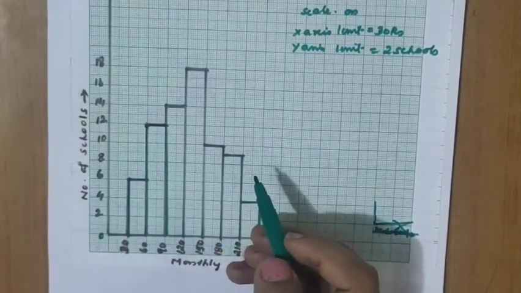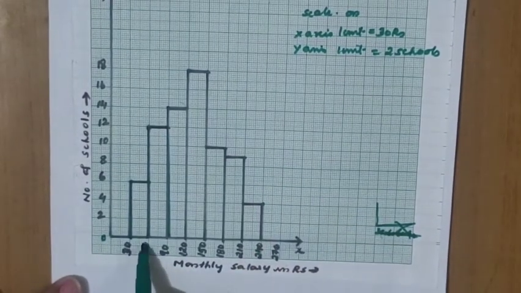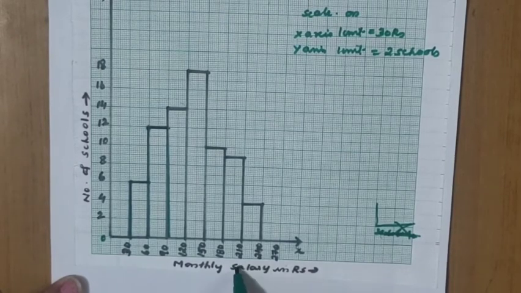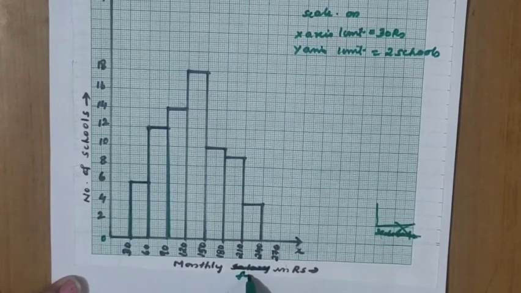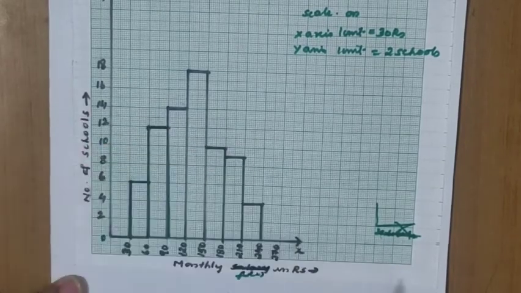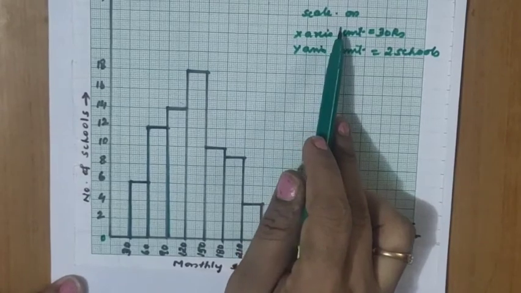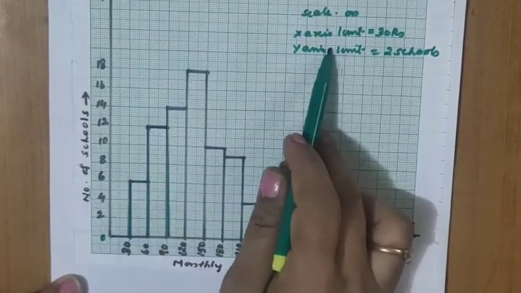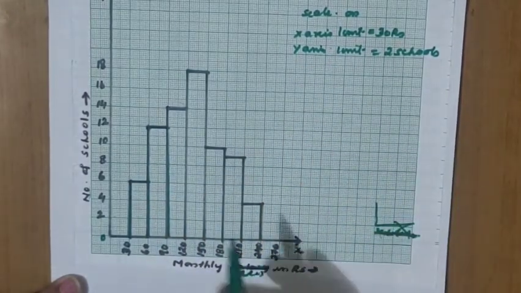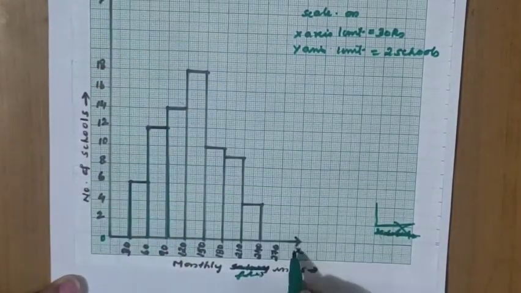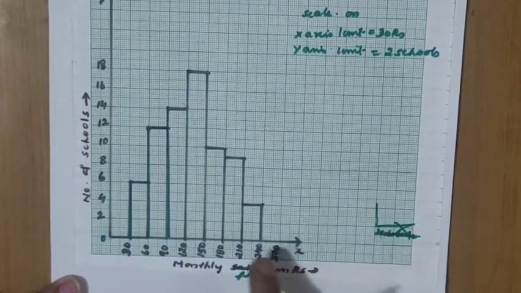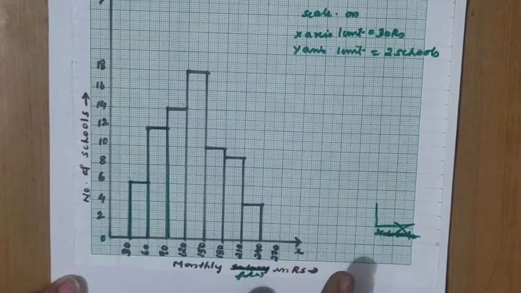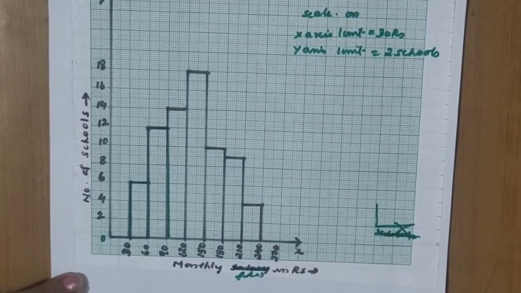Like this we have to complete each bar, and since it is a continuous class interval, you can see that there is no gap. Again the same rule: monthly fees in rupees, and here number of schools. Now in a bar graph you can see only the scale for the y-axis, but in a histogram both the axes have a scale, and the x-axis and y-axis are to be named. These are the things you have to remember while doing the graph. And in a histogram there are no gaps between the bars. I think you now understood how the histogram is to be drawn.